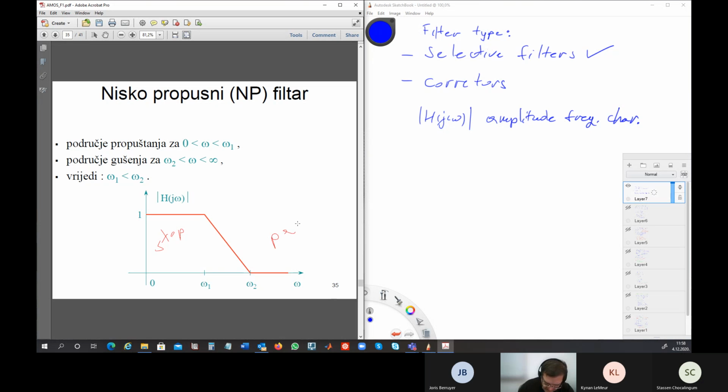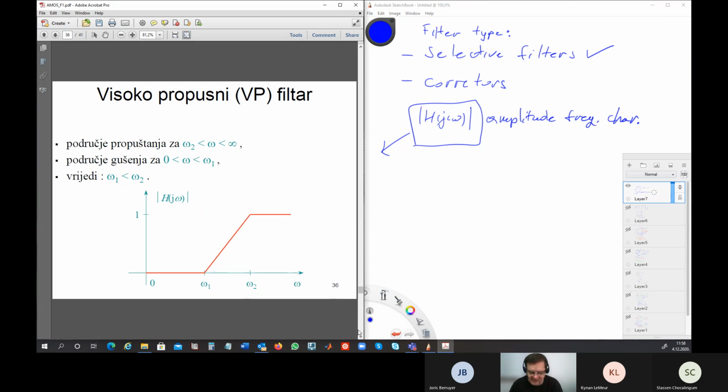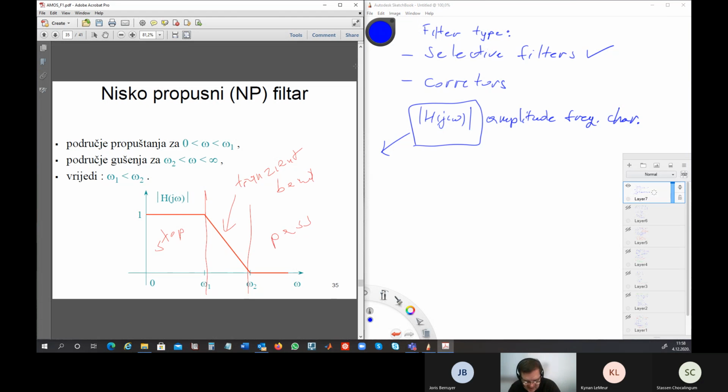Stop, pass, and this here is transient band. So on the figure, on this picture, we see it best. For stop band, this is H of s, as you see. For stop band, the signals are stopping. For pass band, they are passing, but in the transient band, this is some band where these two states are changing.